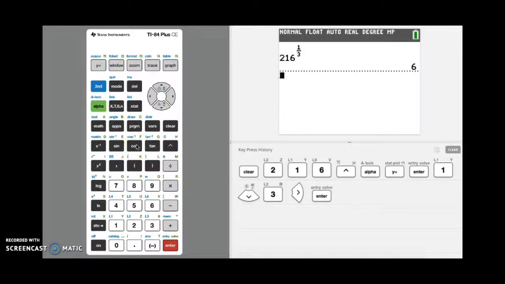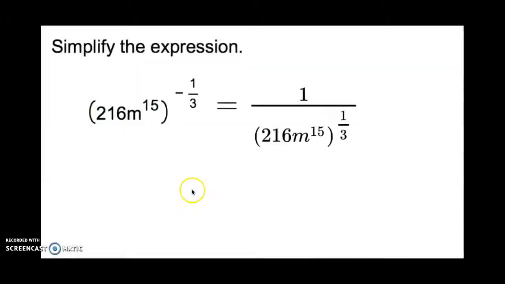So let's go back to our expression. So we now know 216 to the 1/3 power is going to just be 6. Now we have m to the 15 to the 1/3 power. We multiply exponents when we raise the exponent to a power. So we have 15 times 1/3. That would be 15/3, which is just 5. So then my answer is going to be 1/6m to the 5th power.